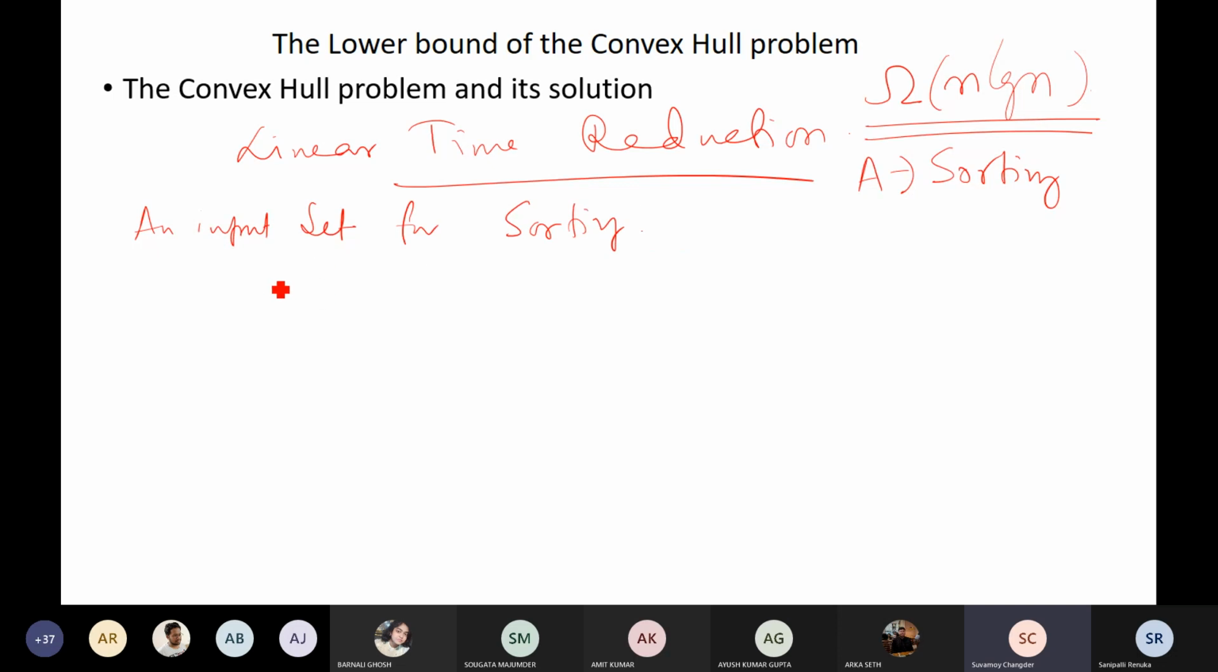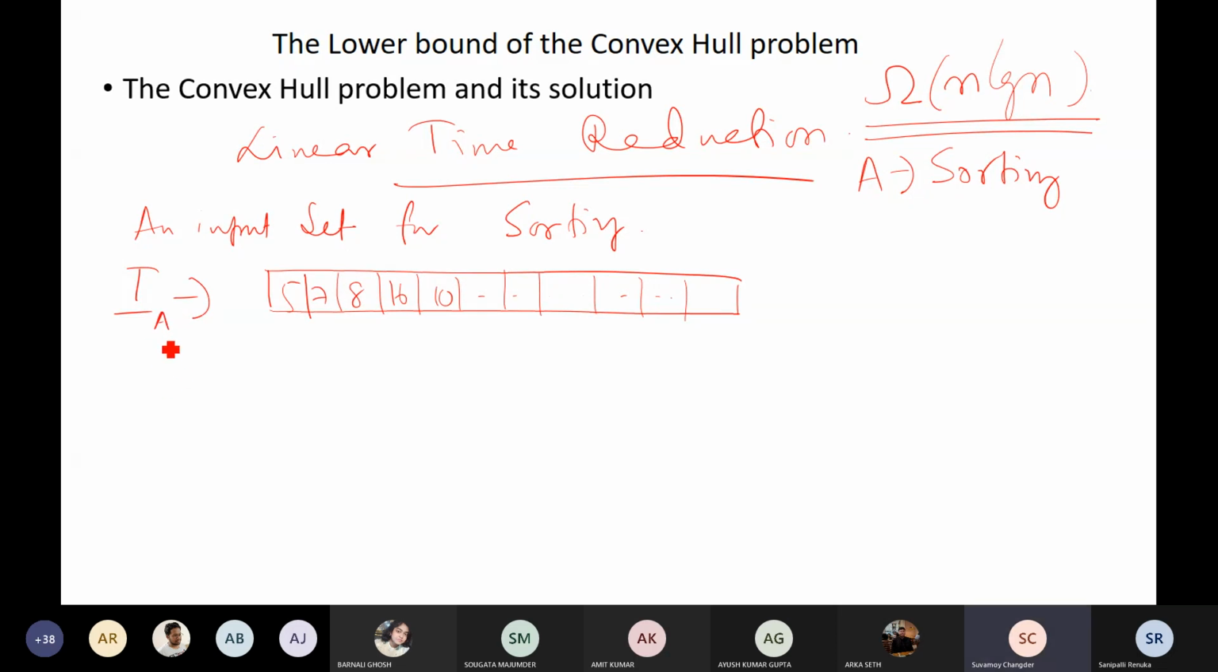So what is the input set for any sorting problem? This is just a set of numbers. Let us consider that all are integers, for the sake of simplicity, you can consider any number. So let us say 5, 7, 8, 16, 10 like this. So this is the input set for the sorting problem. Okay, let it be I. What we have to do? We have to convert this to an equivalent set of input for the convex hull problem.